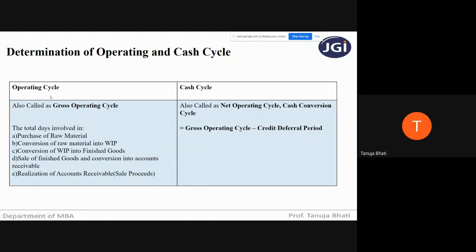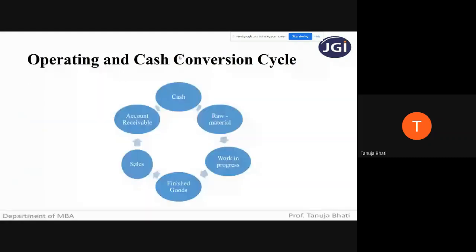Again, I'm repeating: operating cycle determination is one process, and cash cycle determination is a different process. For the operating cycle, how many days are involved for your raw materials to get converted into cash, the entire process? When you add up all the days, you get your operating cycle. Now from your operating cycle, when you subtract the credit deferral period, the credit availed, like when your supplier is giving you raw materials on credit, when you subtract that period, you get the cash conversion cycle.